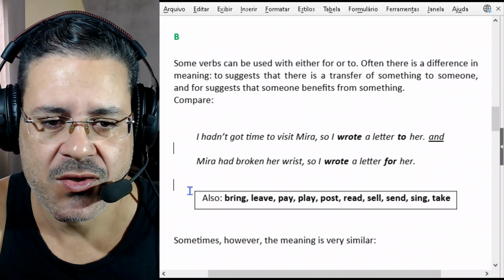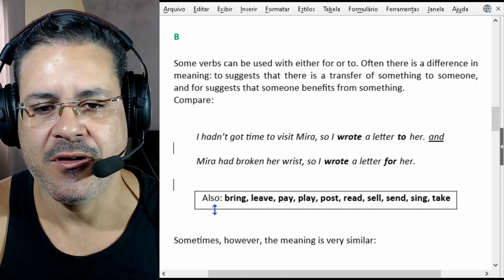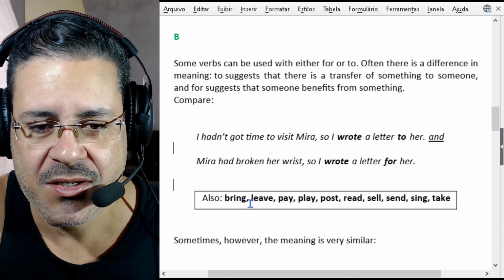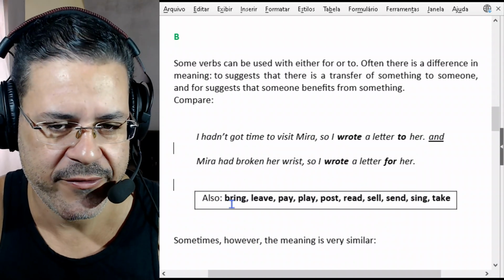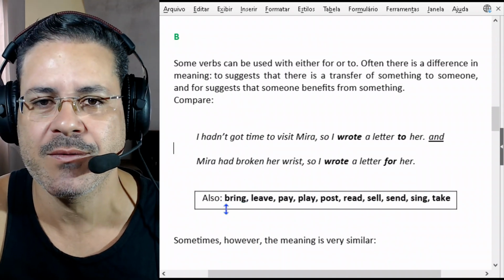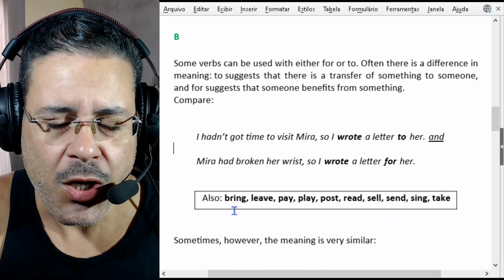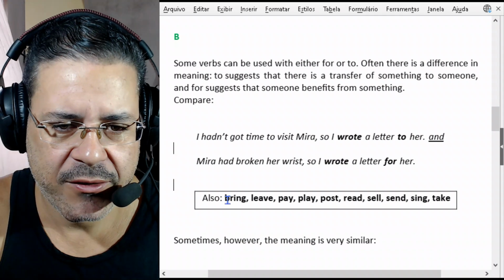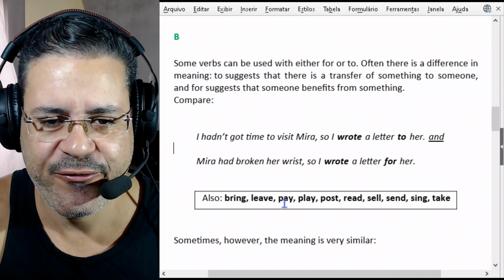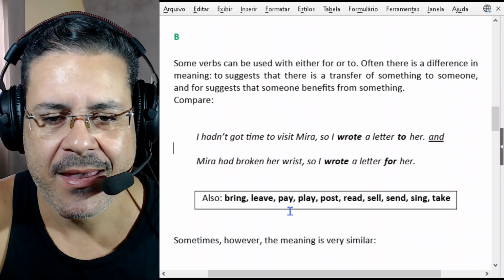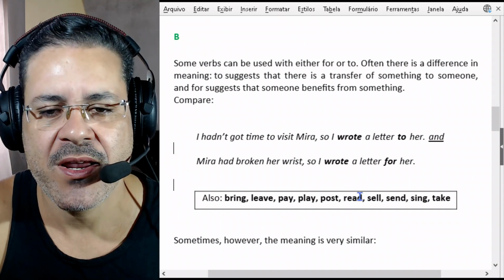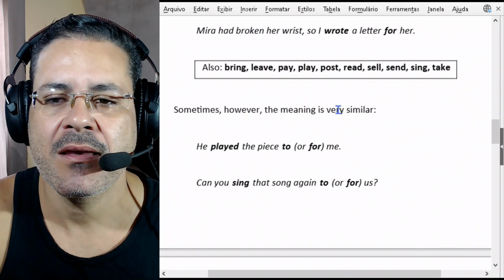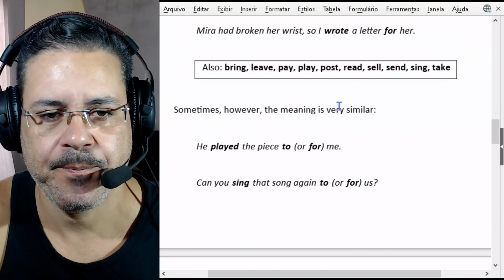That pattern is also used with the following verbs, which I'm going to read so you know how to pronounce them, remembering that it's always important to use those verbs inside sentences. We've got here the verbs bring, leave, pay, play, post, read, sell, send, sing, and take.